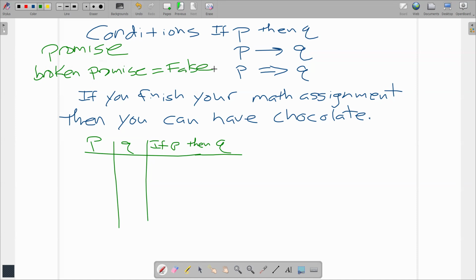Otherwise, if it's not broken, it's true. It doesn't violate any laws of logic. So it could be that I finish all my math homework, all my math assignments. Could be that I get chocolate. Well, if I finish my math assignments and I get the chocolate, then this promise happened just the way it was supposed to. So it is true.